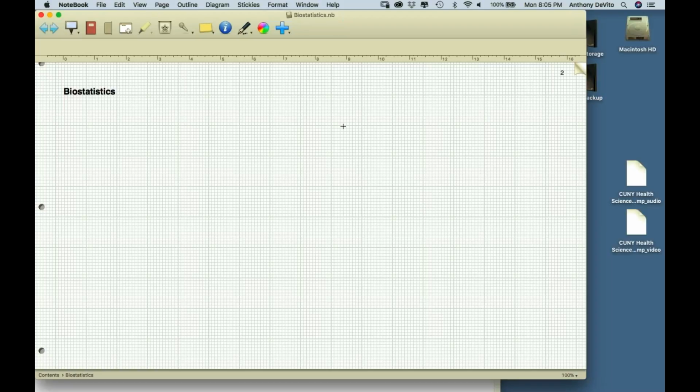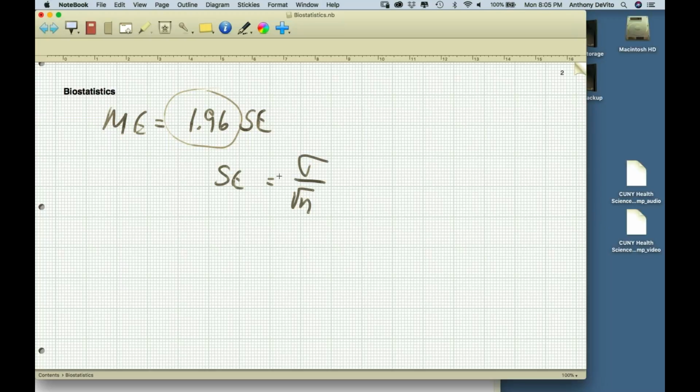Okay, so we want to make our margin of error smaller. So what is our margin of error equal to? Our margin of error is equal to 1.96 times our standard error. This 1.96 is not going to change because it's a 95% confidence interval. But we want this margin of error to be one-third the size that it started out as. So what's the standard error equal to? Standard error is equal to sigma over the square root of the sample size. Well, we want this to be one-third as big. If we want this number to be one-third as big, the sample size has to be nine times as big, right? Because we're going to take the square root of the sample size.